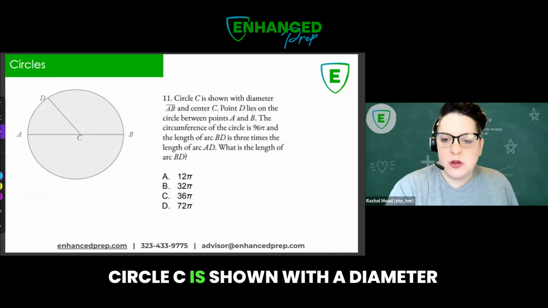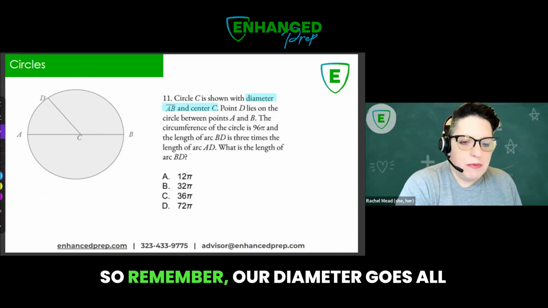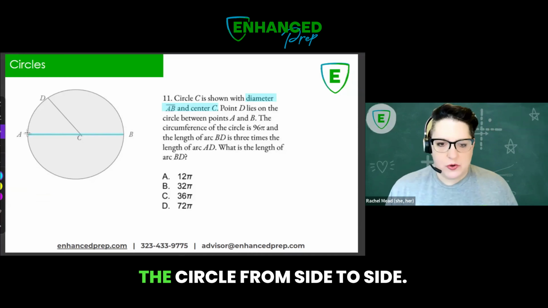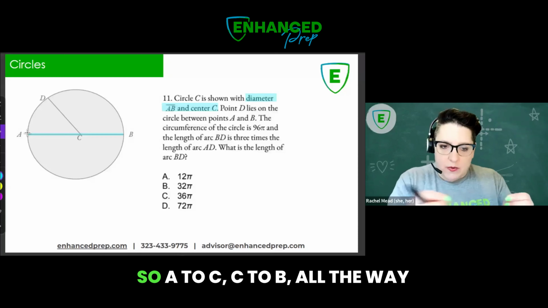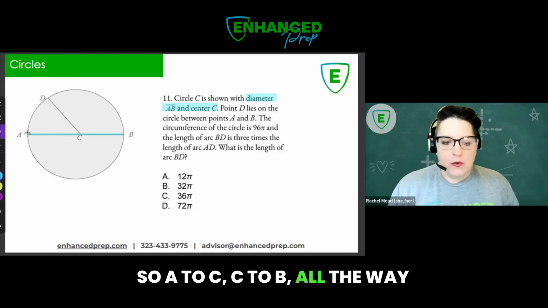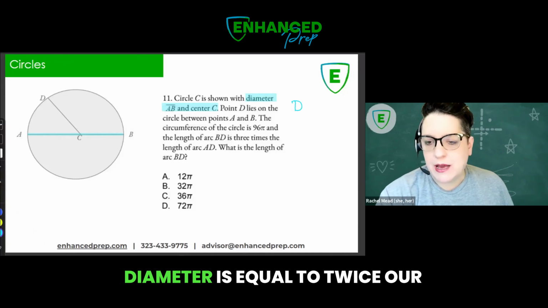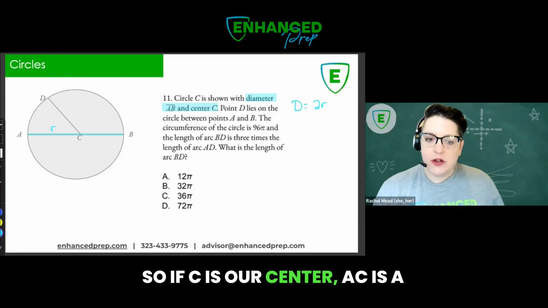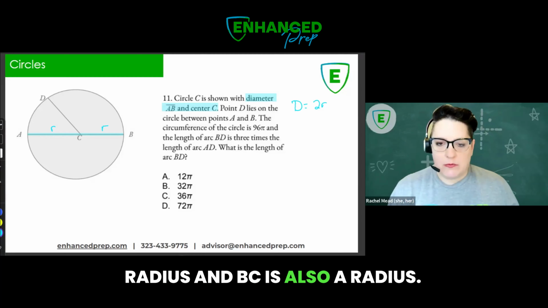Circle C is shown with a diameter AB and center C. So remember, our diameter goes all the way through the largest part of the circle from side to side and must pass the center as well. So A to C, C to B, all the way through. The other thing to remember, and we're going to need this, is our diameter is equal to twice our radius. So if C is our center, AC is a radius, and BC is also a radius.